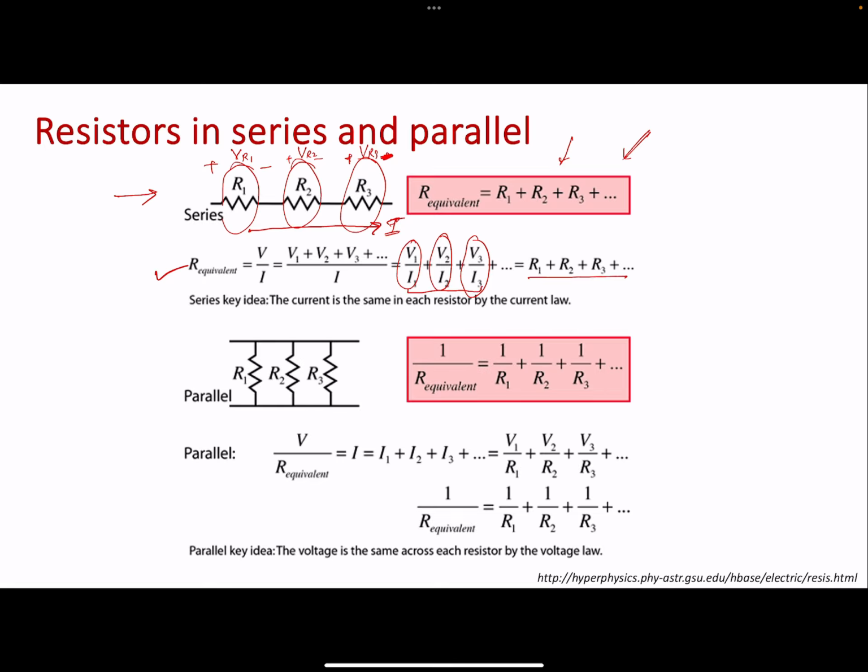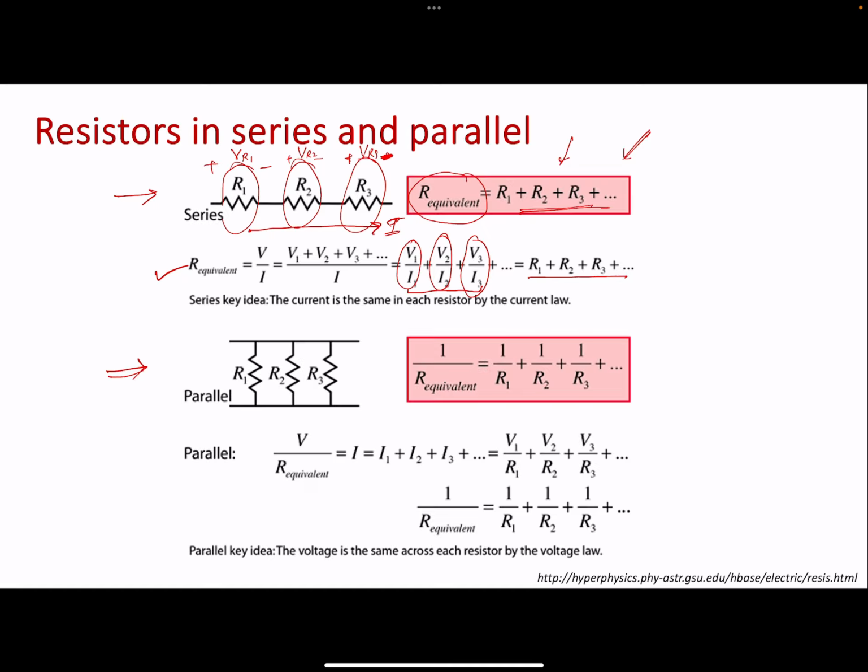So this is how you can easily derive this equation if you really want to get to the fundamentals of how we know that R equivalent is equal to the summation of all three resistances. Because the same current flows through all the resistances, you can easily derive that the total resistance in the circuit is the summation of all three resistances.